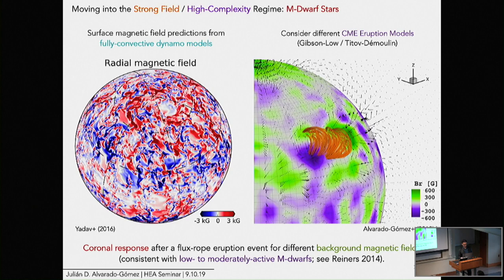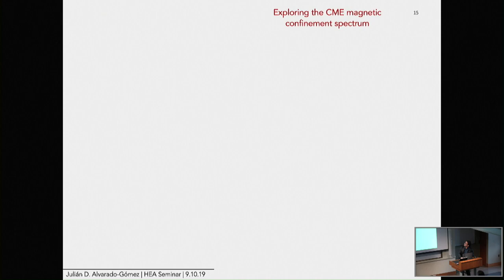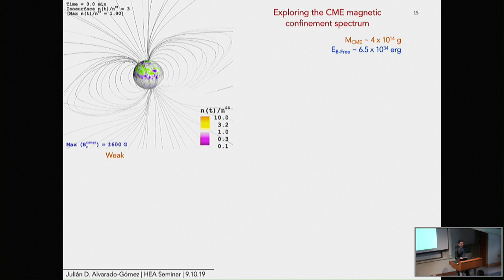So the idea here was to explore how this magnetic confinement spectrum looks. When we can have a very strong eruption, this will be comparable to the Carrington event in the sun, except for the mass, which is lower. And then we can have weak confinement when the magnetic field of the star is weak, which is only here in this case for a particular case of 600 Gauss.